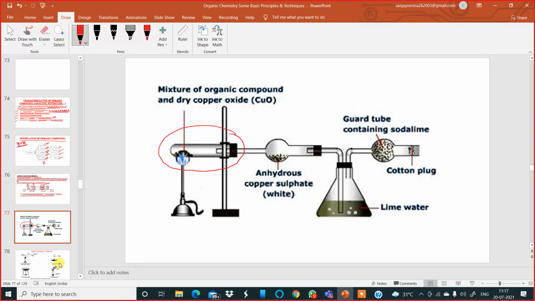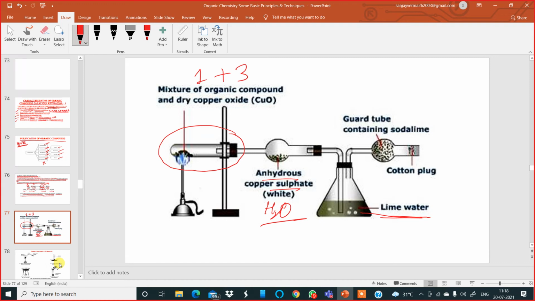Copper oxide is mixed with the organic compound, 1 part plus 3 parts. That is very important. It is heated strongly in a hard glass test tube. After that, whatever comes out, both water vapor and carbon dioxide, is passed over anhydrous copper sulfate, which will absorb the water vapor coming out. And carbon dioxide is dissolved in lime water, which turns milky. Any other gases coming out are blocked over here, which contains soda lime.